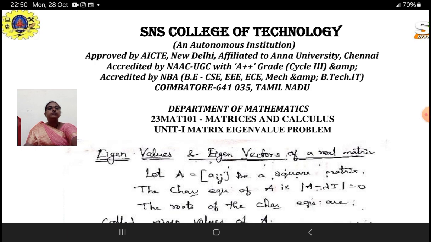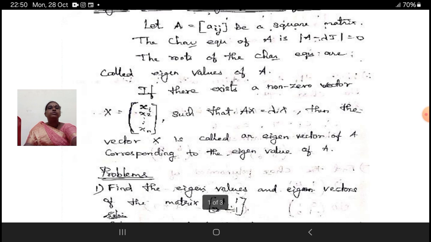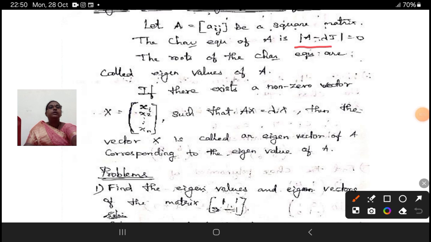Today we are going to discuss the eigenvalues and eigenvectors of a real matrix. Let A equal to [aij] be a square matrix. The characteristic equation of A is the determinant of |A minus lambda I| equal to 0. The roots of the characteristic equation are called eigenvalues of matrix A.